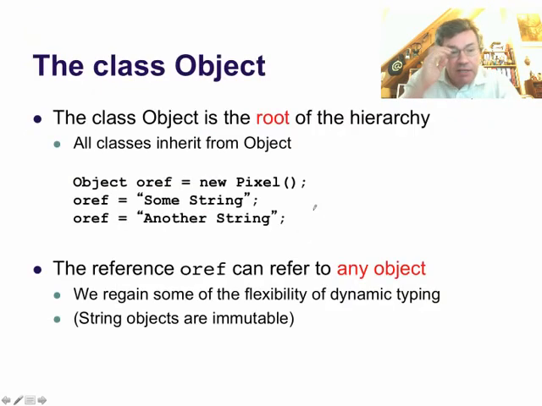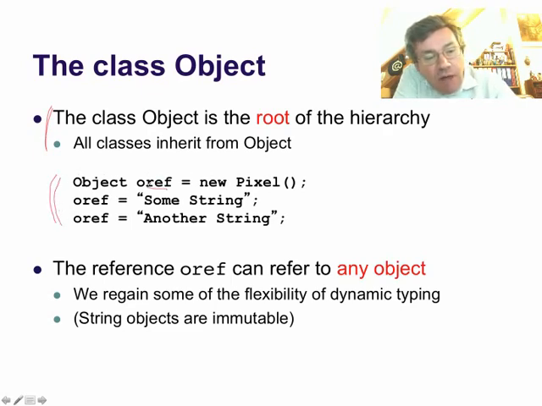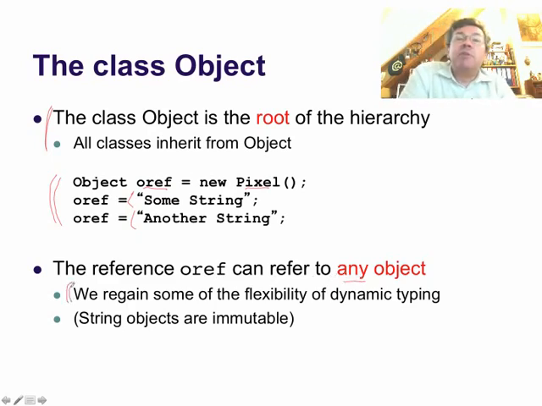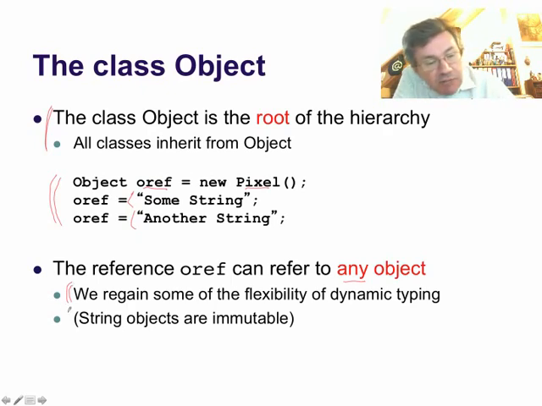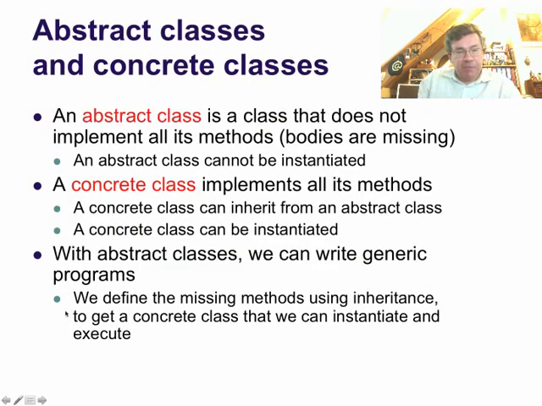In Java, there is a single class called Object, which is the root of the hierarchy, which means all classes inherit from Object directly or indirectly. So here, for example, I define Object oref. I can assign it to a Pixel or to a String or to another String. So oref can refer to any object. So this gains some of the flexibility of dynamic typing. Notice that even though String objects are immutable, oref is not. We can define oref and assign it several times.